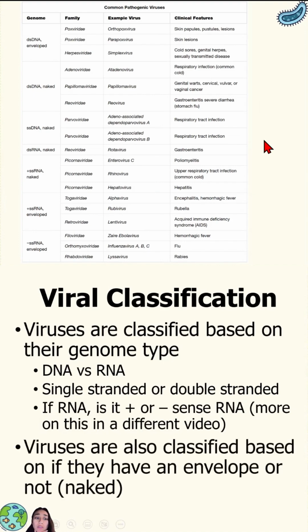And when we're looking at viruses, we also classify them based on if they have that envelope or not. So that phospholipid bilayer. Some viruses do have it, so we call them envelope viruses. The ones that don't have it, we call them naked viruses. And here's just a table, obviously you don't need to memorize this table, but it's just cool to see all of the different viruses and how we kind of categorize them.